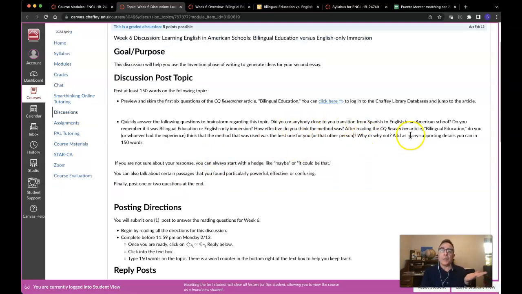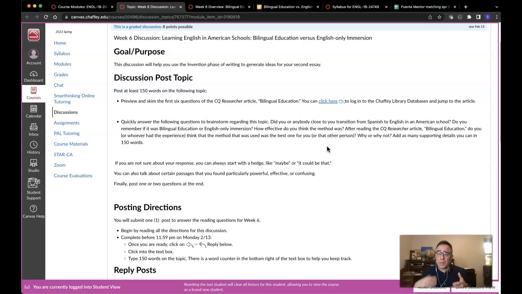Did you or anybody close to you transition from Spanish to English in an American school? Do you remember if it was bilingual education or English-only immersion? How effective do you think the method was? After reading the CQ Researcher article, Bilingual Education, do you or whoever had the experience think that the method that was used was the best one for you or for that other person if you're talking about somebody else? Why or why not? Add as many supporting details or specific details as you can within 150 words.